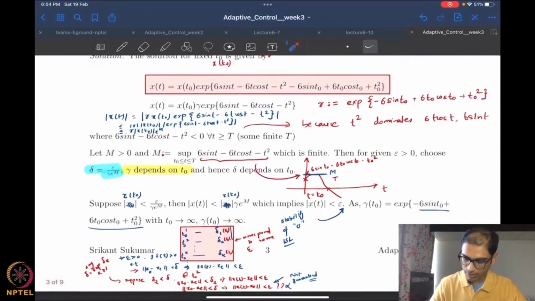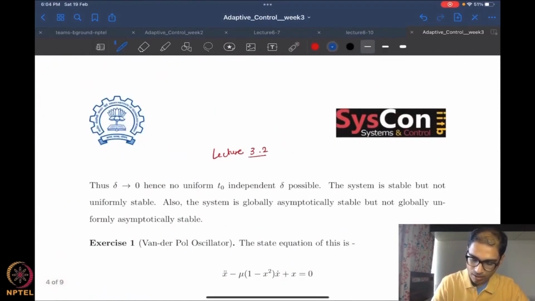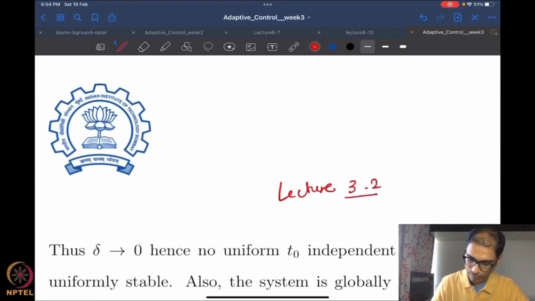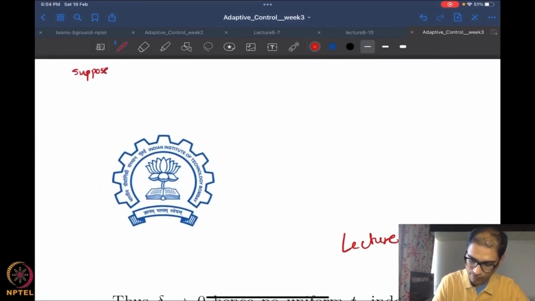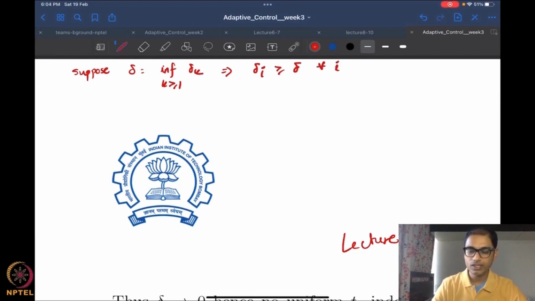So what is the other choice available to us? Suppose now I choose my delta as the smallest one. Then what happens? I know that this delta is the smallest one. Obviously, that implies delta i is greater than or equal to delta for all i, because I chose the smallest value. So all other values have to be greater than or equal to this value.